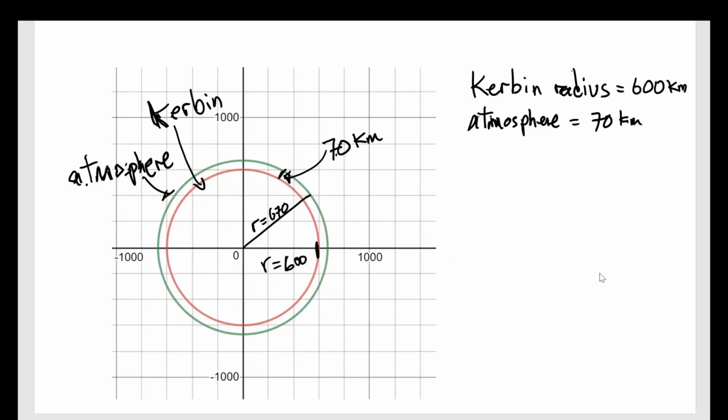So maybe what I'll do now is back up and say, how did I get into orbit? It begins with the planet Kerbin having a radius of 600 kilometers. This red circle represents the spherical planet Kerbin with a radius of 600 kilometers. And the atmosphere around Kerbin is about 70 kilometers thick.